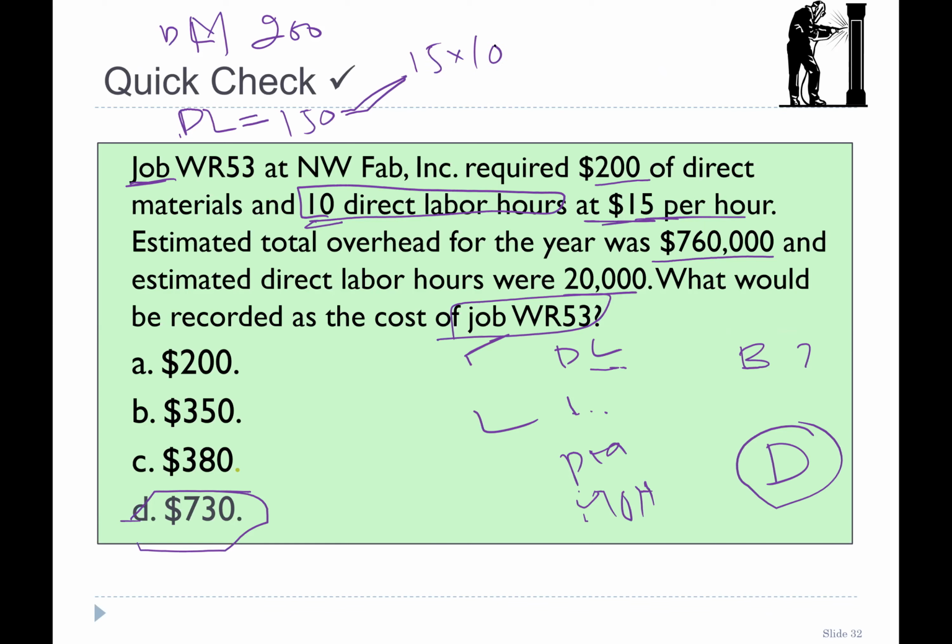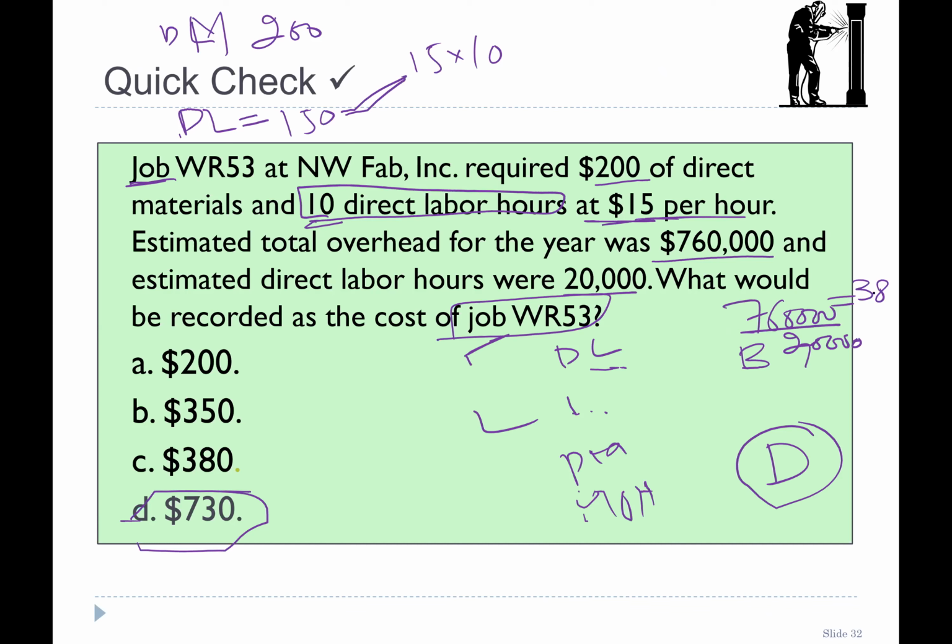Now, what is the manufacturing overhead? We have been given the estimated value, which is 760,000 divided by 20,000. What is the answer? Sipade? 38. Yes, this is 38 per hour, right?